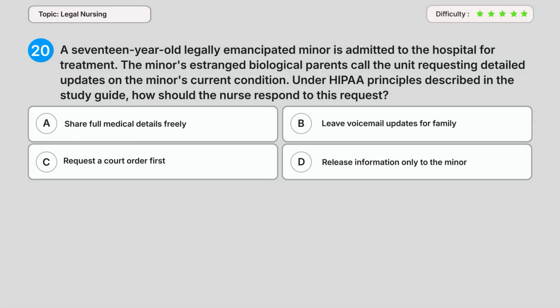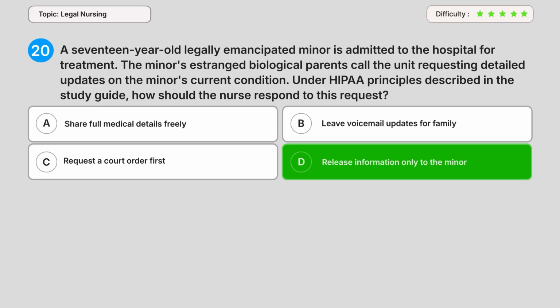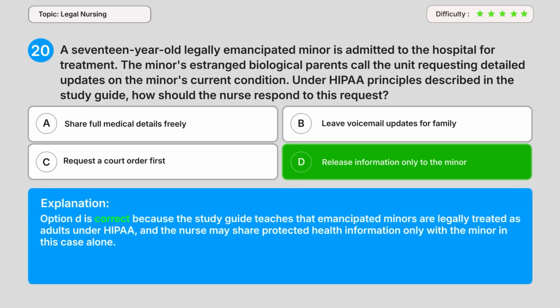Correct answer: D. Release information only to the minor. Option D is correct, because the study guide teaches that emancipated minors are legally treated as adults under HIPAA, and the nurse may share protected health information only with the minor in this case alone.